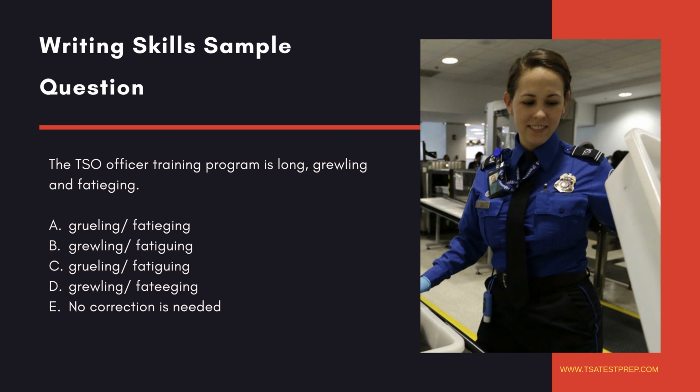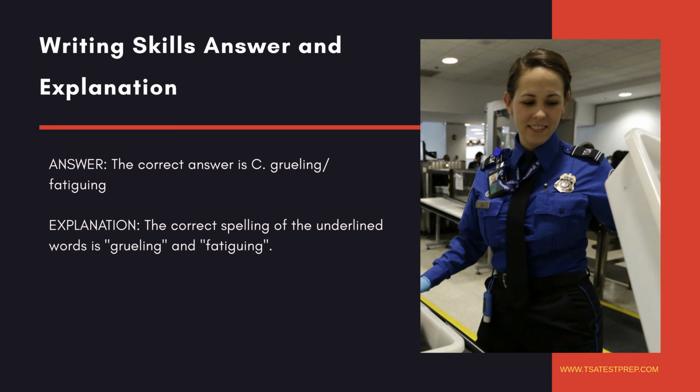Let's try another one. The TSA Officer training program is long, grueling, and fatiguing. Again, take a moment to pause the video and review the answers. The correct answer is C, grueling, fatiguing. This would be categorized as a spelling question. If you're unsure about the correct spelling, try to work your way backwards and look at the answers. If you're confident about the spelling of one of the words, work your way up from there. In this case, I was unsure about grueling, but confident how to spell fatiguing.